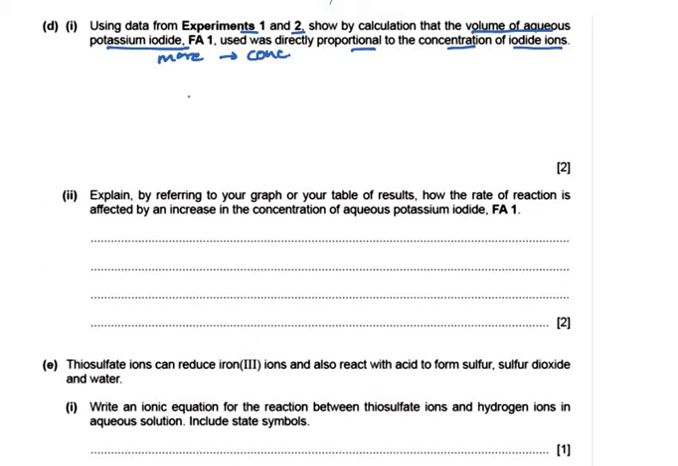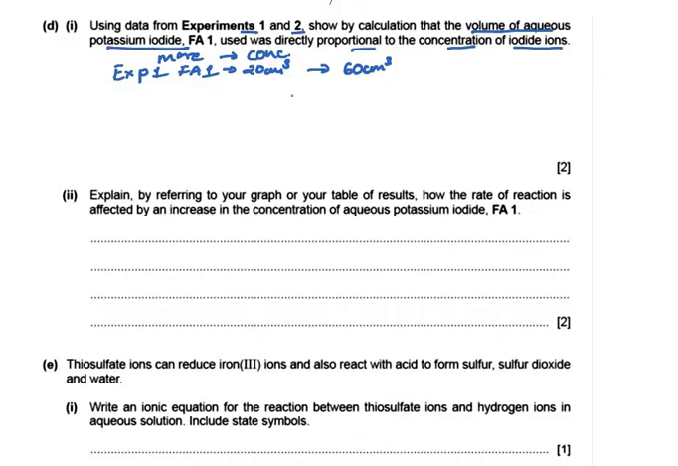How we are going to do this is: in experiment 1, the Fa1 taken was 20 centimeter cube. Now if you go in reverse and read the question, you will find that the total volume taken after mixing everything was 60 centimeter cube, including the Fa2, Fa3 and starch indicator.